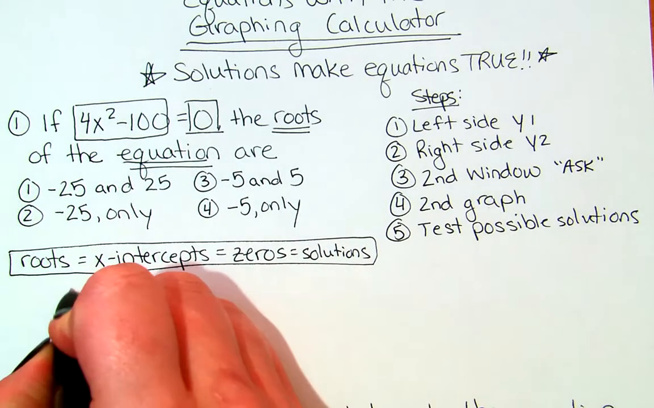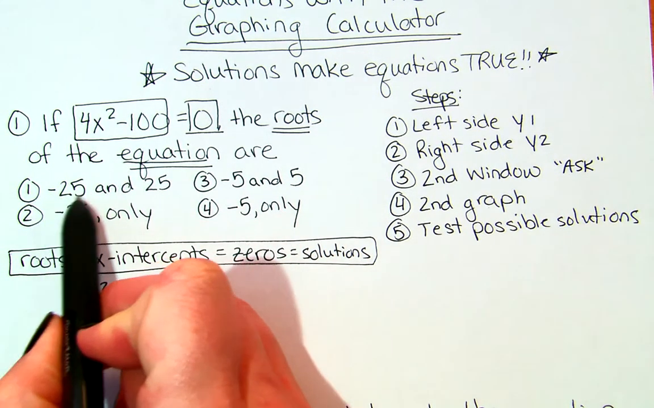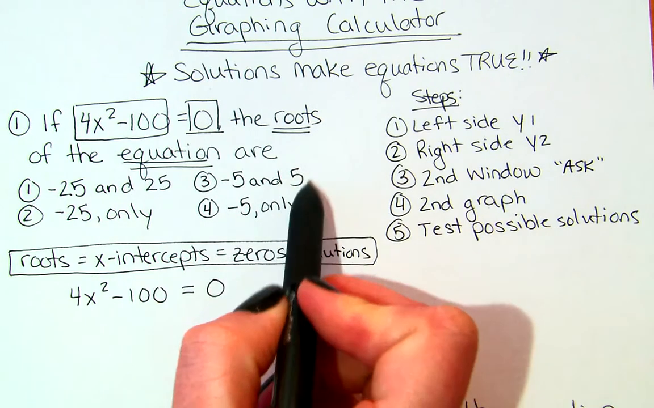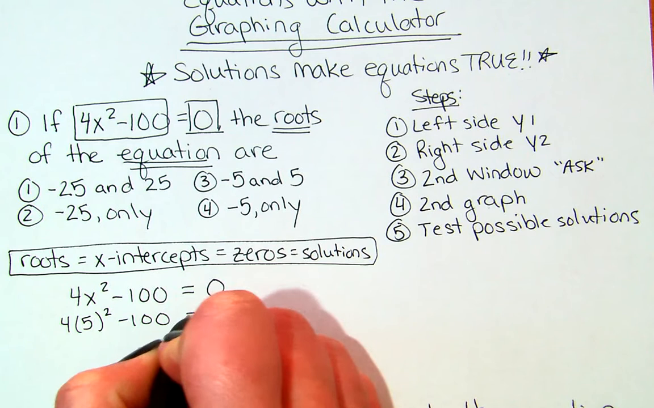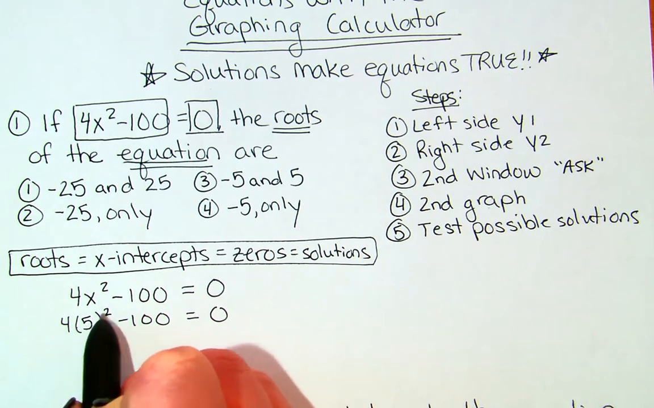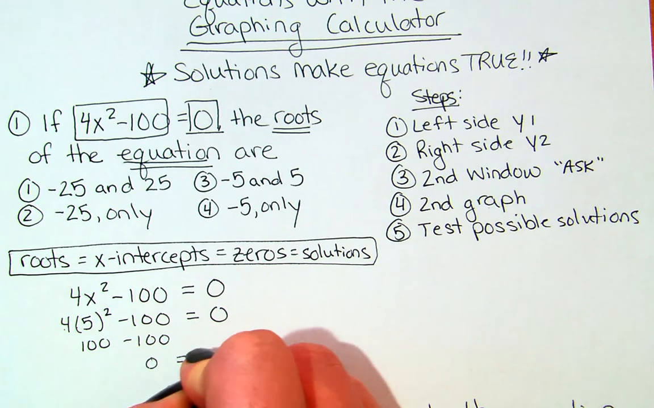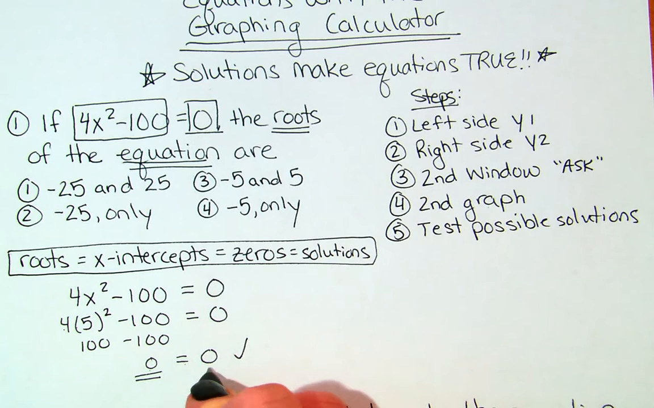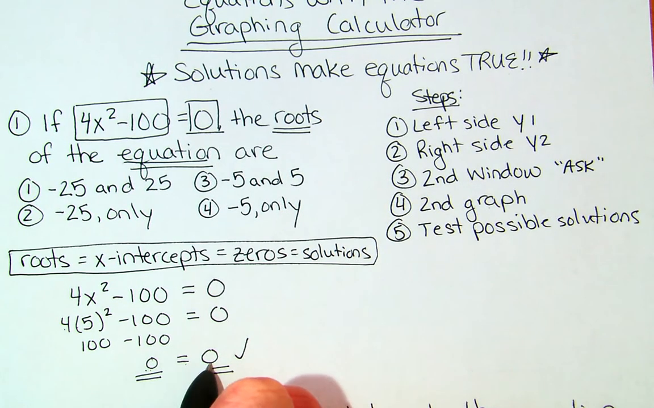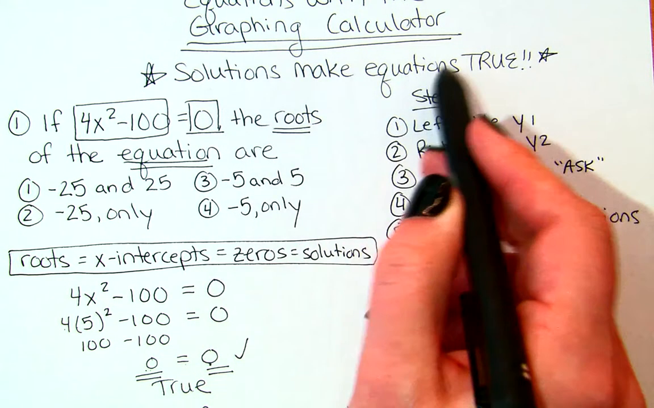So if I take 4x squared minus 100 and set it equal to 0, I'm going to test the value of, let's test 5. If I plug in 5, the left side becomes 5 squared is 25, times 4 is 100. I get 100 minus 100, which is 0. So 0 is equal to 0. Notice I have a value for the left side and a value for the right side, and I can determine that they are in fact equal, which means that this is a true statement. So 5 is a solution because it makes the equation true.